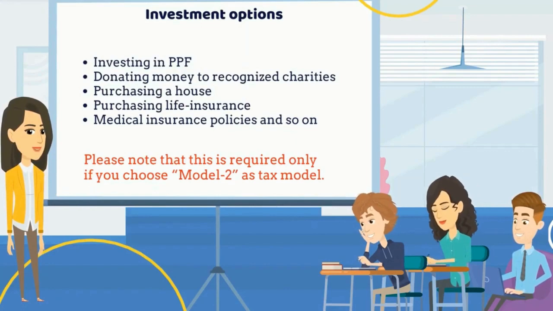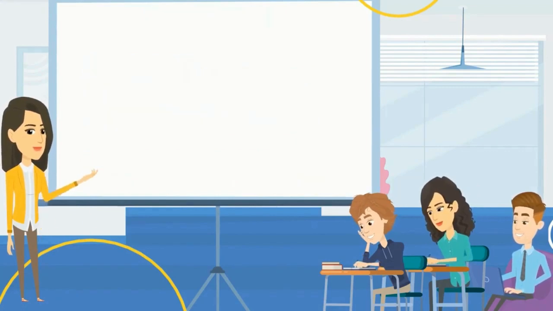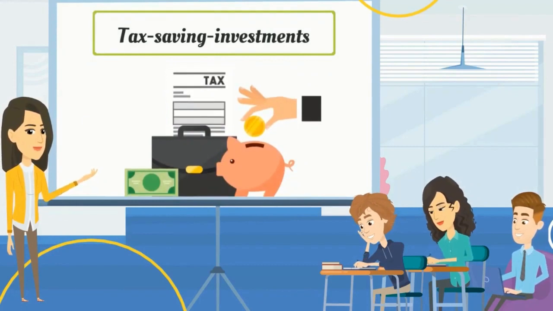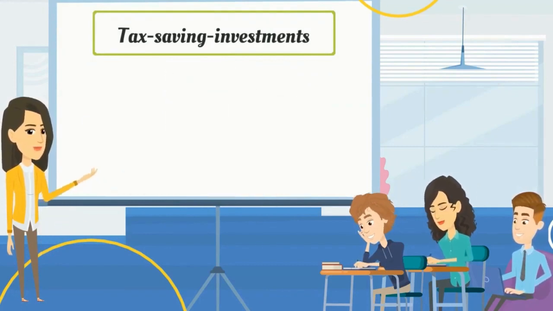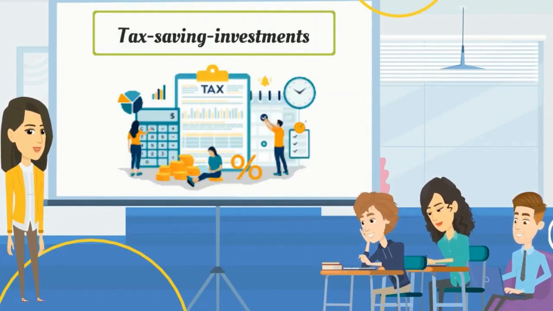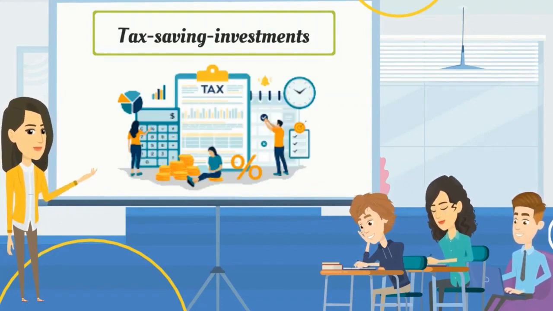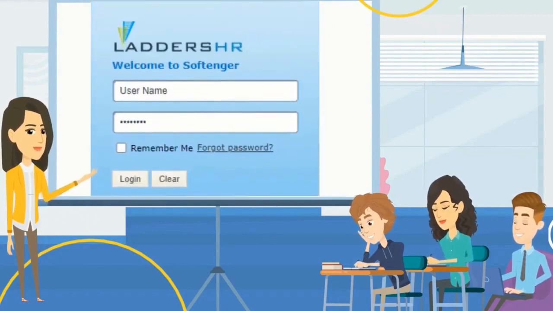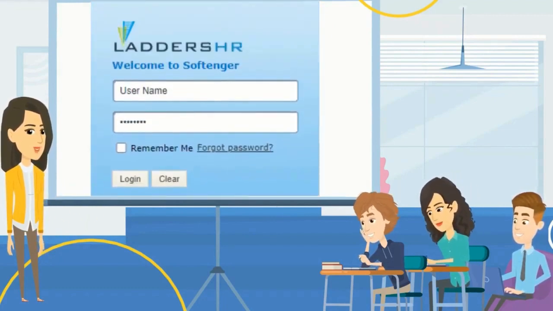Please note that this is required only if you choose Model 2 as tax model. The tax calculations for Model 2 take into consideration your tax-saving investments and calculate your tax liability accordingly. You need to share your plans for tax-saving investments by filling up investment declaration form on our HRMS portal.